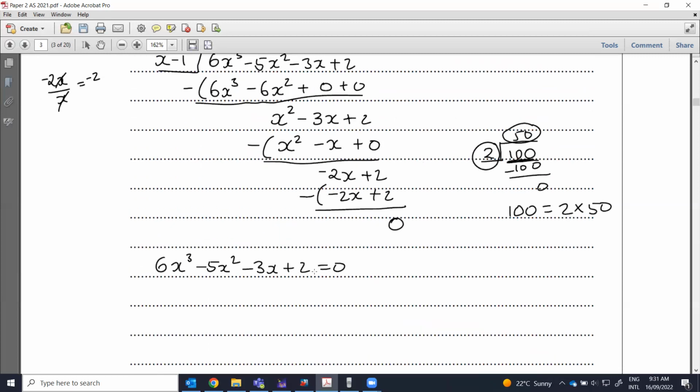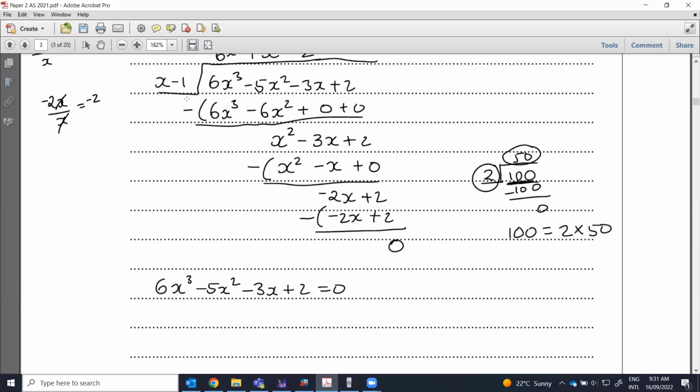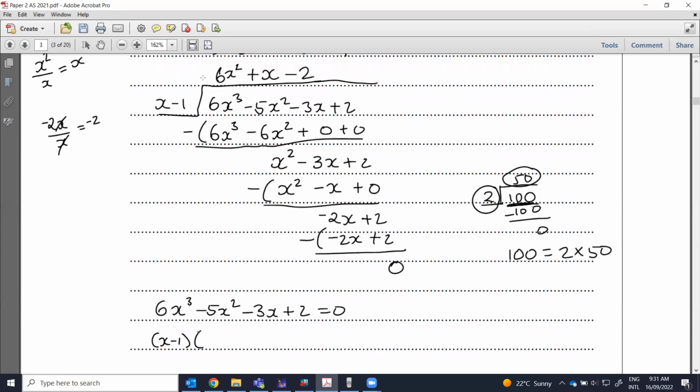this polynomial here, I can write it as x minus 1 multiplied by the term that I have up here. So this is 6x squared plus x minus 2. And because these two are equal, they are both equal to 0.